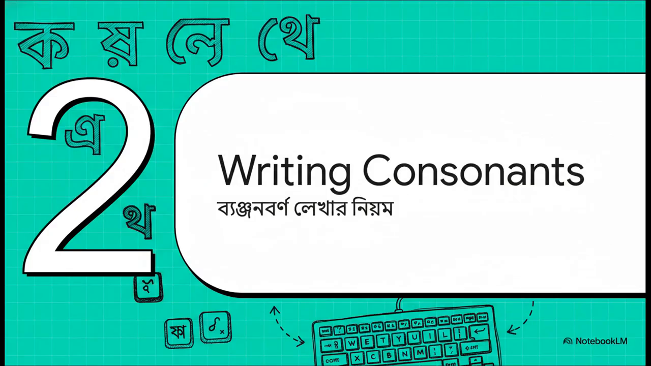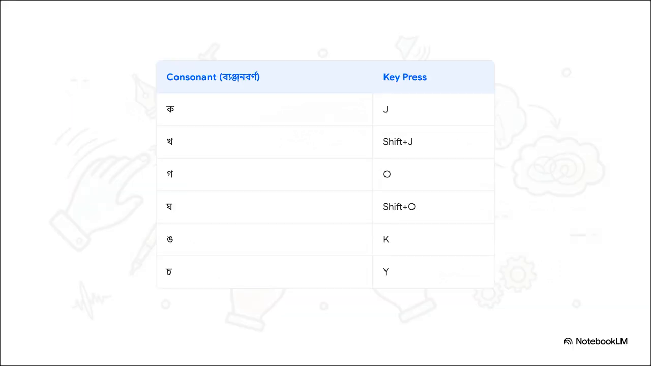All right, vowels, check. Now let's move on to the second core component, the consonants, or the Bienjen Borno. Here we go. For this first group of consonants, a brand new pattern emerges, and it's a super simple one. Ka is on the J key. Its aspirated form, kha, is simply Shift plus J. Same deal for ga on the O key, and gha is Shift plus O. The Shift key is going to be your best friend for these aspirated sounds.